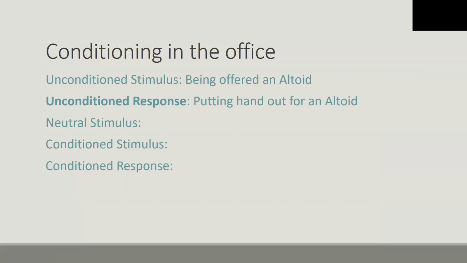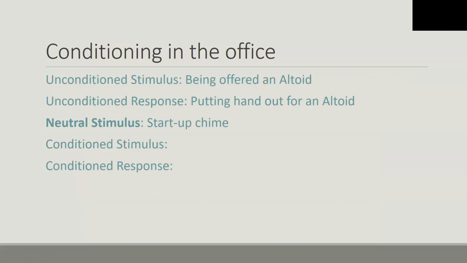Now, what was the neutral stimulus that was then paired with the unconditioned stimulus? Well, that was the startup chime from the computer. So again, this is neutral. It has nothing to do with the Altoid on its own. It doesn't elicit a response or any type of reaction from Dwight typically. And so the startup chime begins as a neutral stimulus. Then over multiple trials, we see that the startup chime is paired with Jim offering him an Altoid. And so this happens several times.